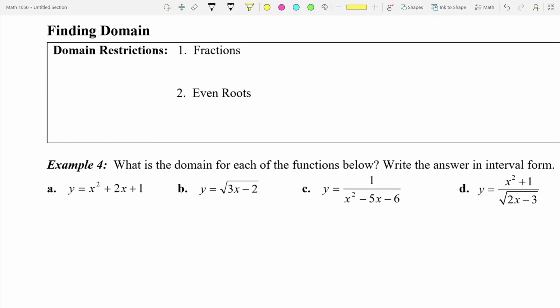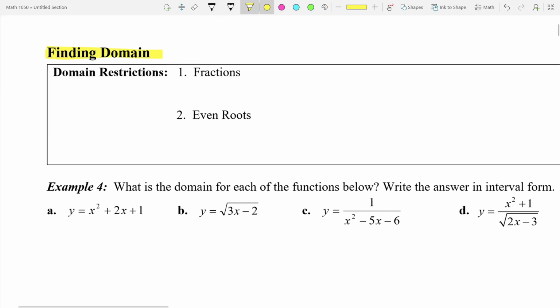Okay, this is a big one right here. Finding domain. So I want you to highlight it. I want you to put stars around it. I want you to tell yourself this is important. People get confused, so I have to pay very close attention to this as I'm doing it. Let's add one more. Okay, find the domain.